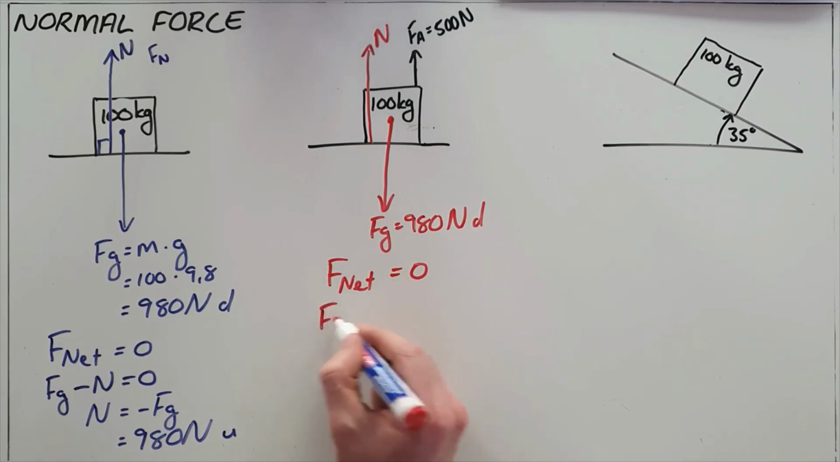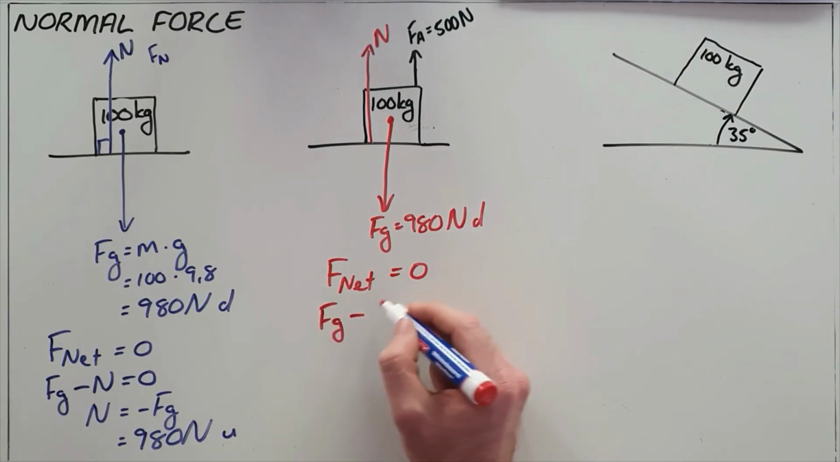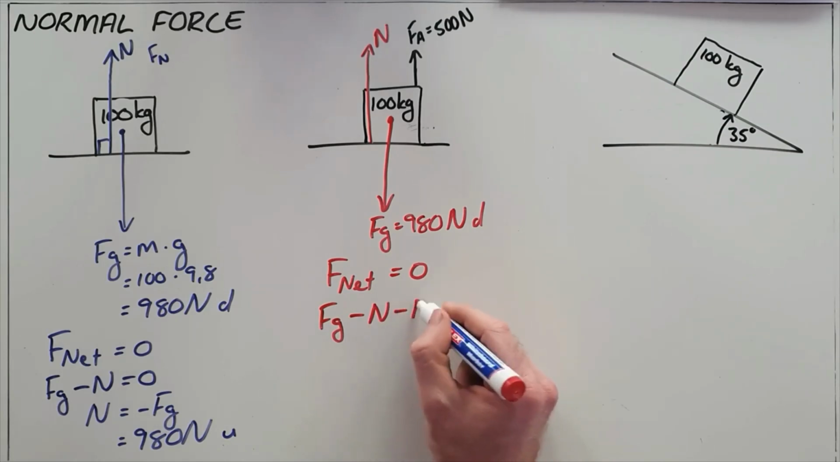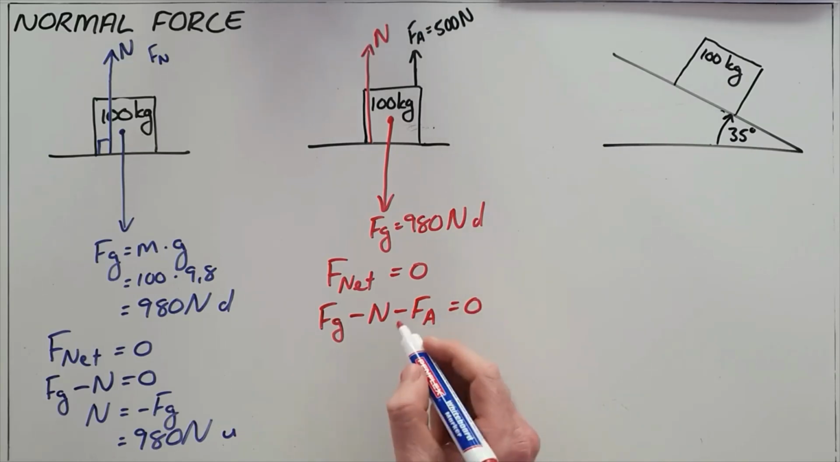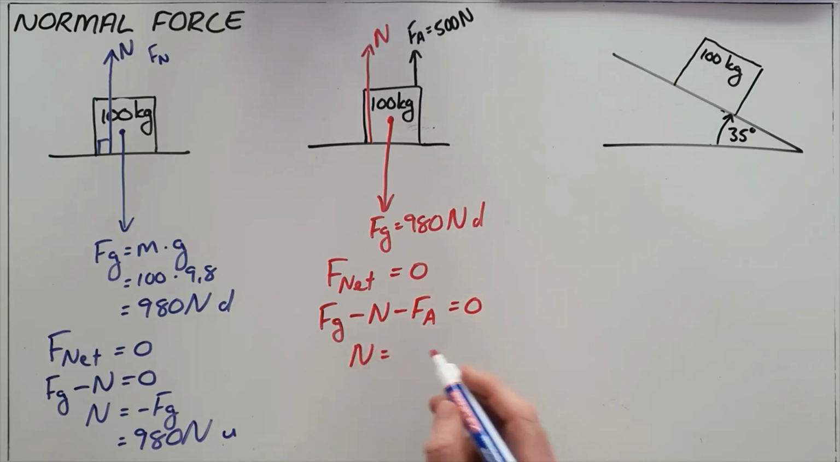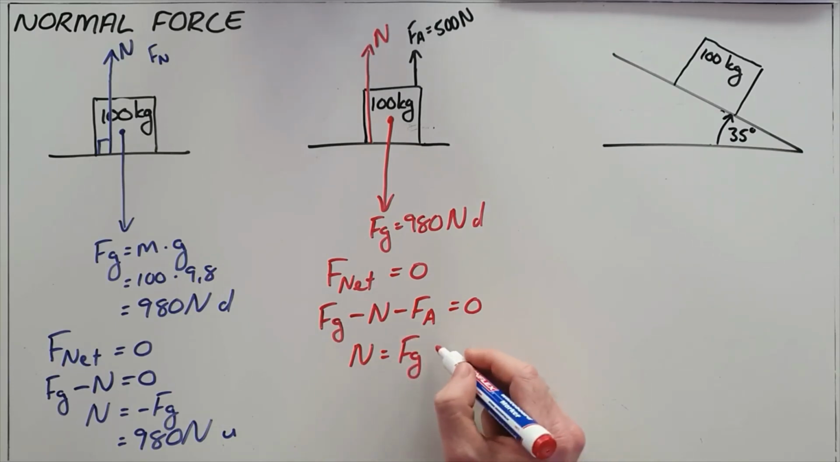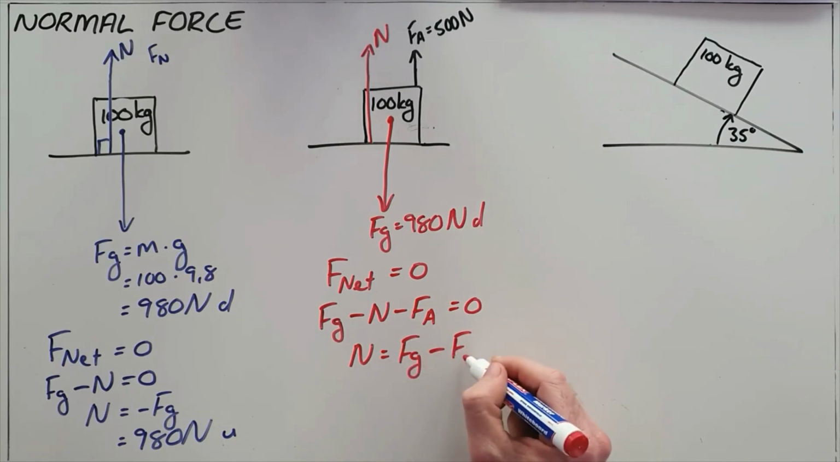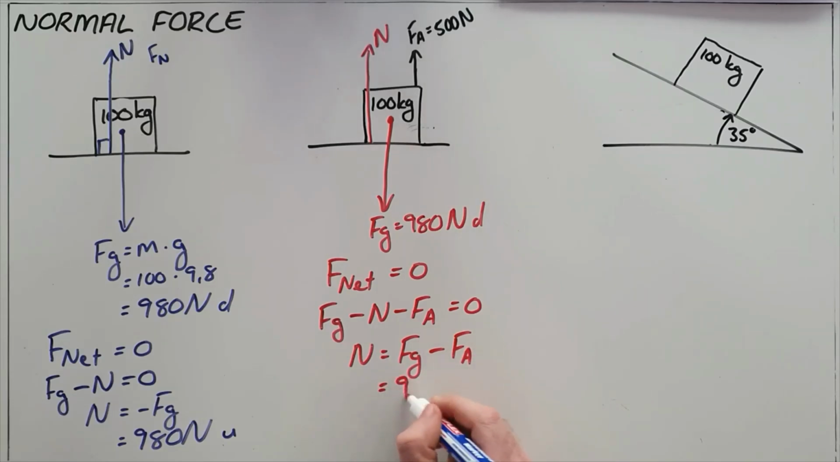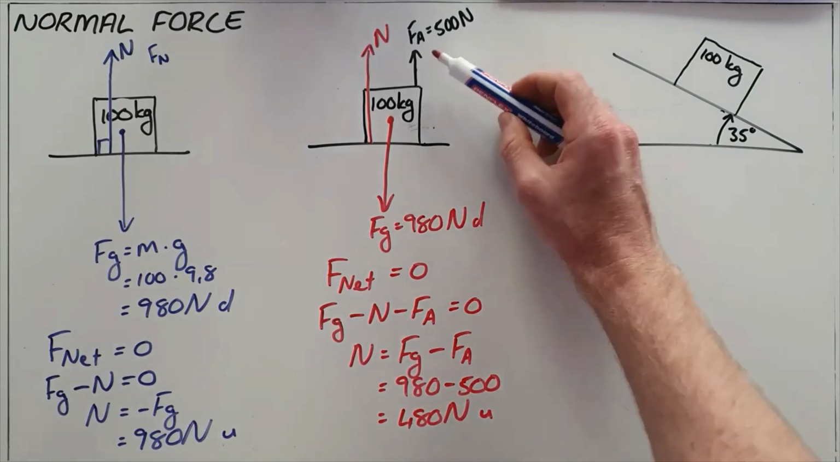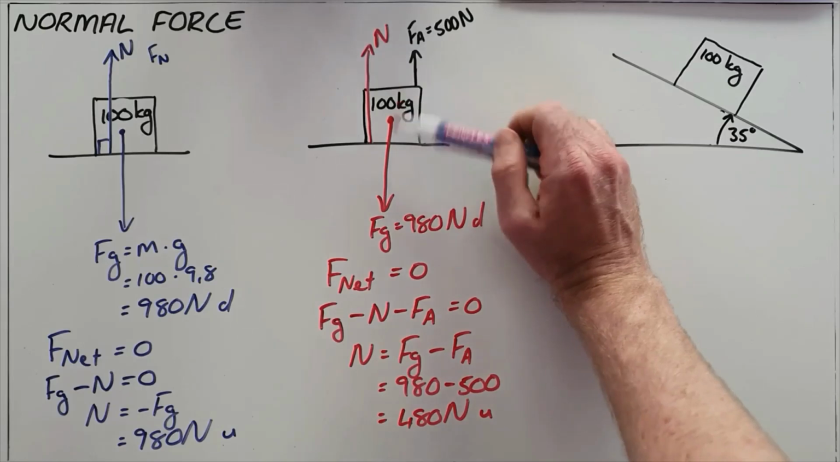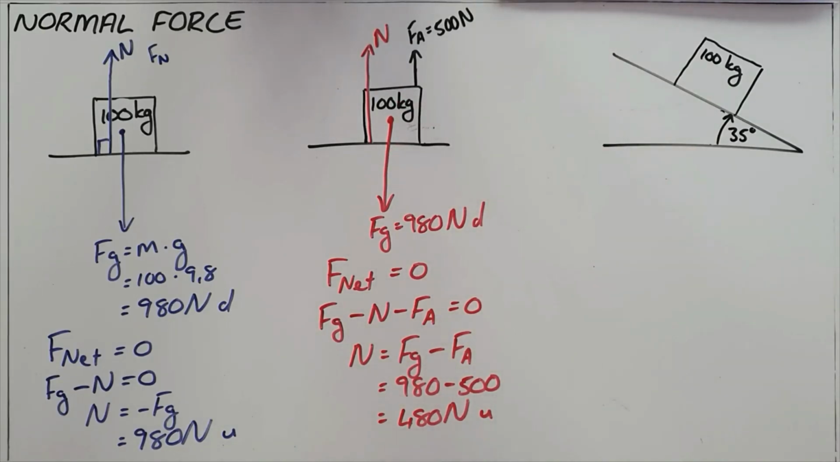The net force is made up of all the forces acting downward minus the forces that are acting upward, the normal force and the applied force, which is then also equal to 0. And we can use that once again to calculate our magnitude for the normal force, as in this case, the force of gravity minus the applied force, which is 980 minus 500, which tells us then that the ground is exerting a force of 480 newtons upwards, which together with this applied force is equal but opposite to the gravitational force pulling the object downward.